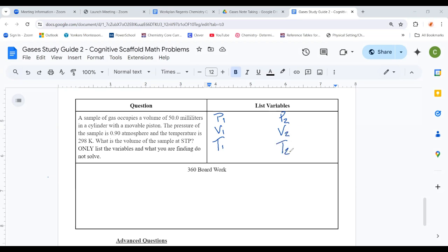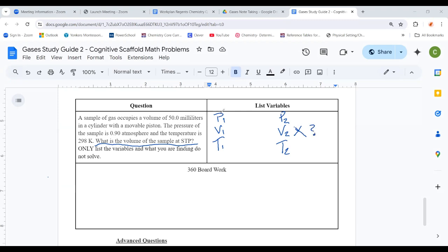Now, as you're getting more advanced and you practice more, I'm going to start to encourage you to go get what you are solving for first, right? So I found my question word, what? What is the volume of the sample at STP? Okay, so if I'm changing volume, that means I'm probably again solving for volume 2. So this is the one I don't know.